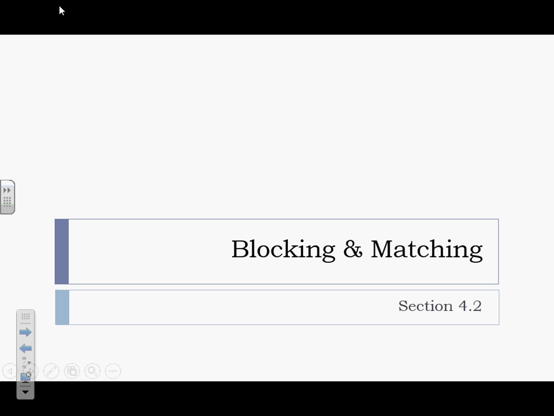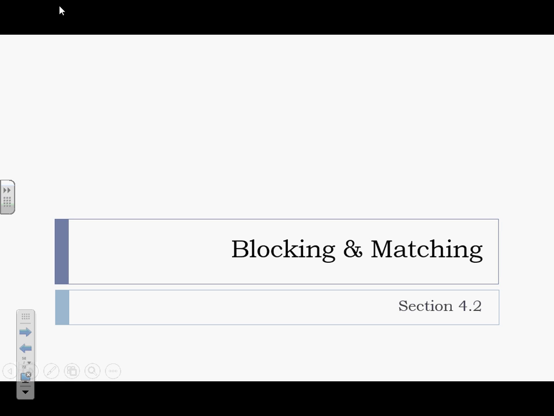So blocking and matching are two different types of experiments. Most of the time, we're going to run what's called a randomized comparative experiment. We're just going to take all of our subjects, randomly assign them to whatever treatment groups we have, run the experiment, compare our results at the end. But there are going to be times where we cannot simply randomize at the beginning and start from scratch.